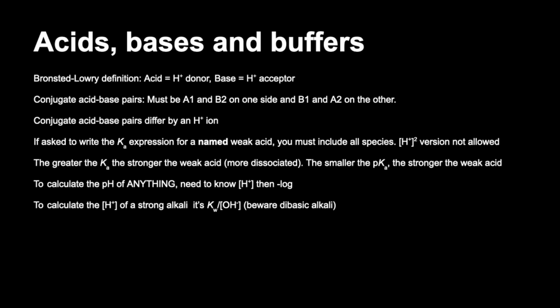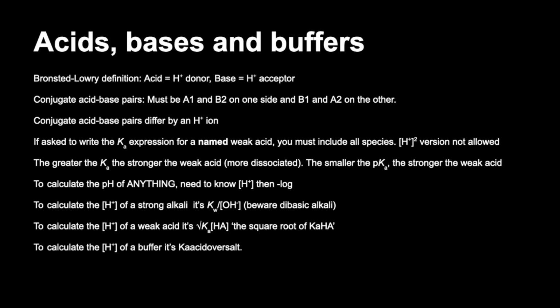Just beware if it's a dibasic alkali. If you've got, say, 1 mole per decimeter cubed calcium hydroxide solution, Ca(OH)2, you've actually got 2 moles per decimeter cubed of hydroxide ions. You've got to calculate the H plus concentration of a weak acid. It's the square root of Ka times the HA concentration, the original concentration of the acid, and I refer to that as the square root of Ka equation, just to remember that one.